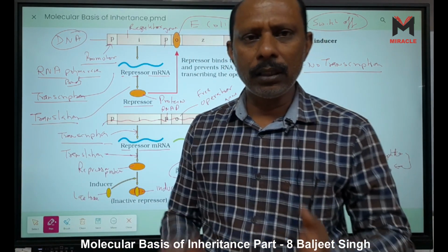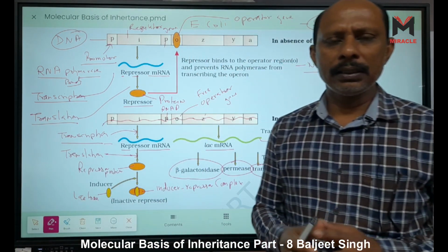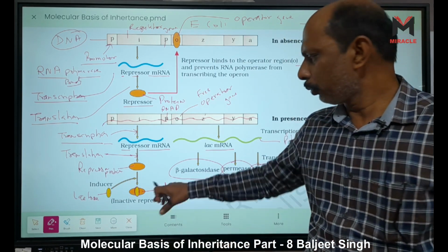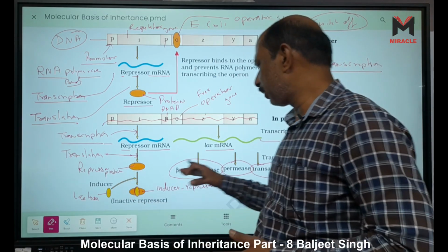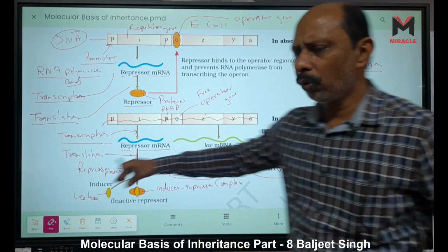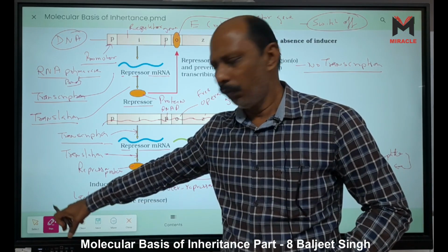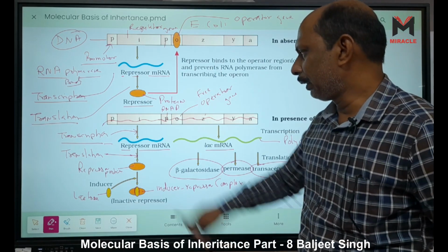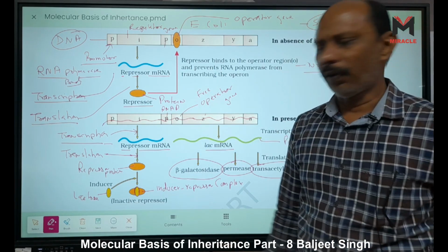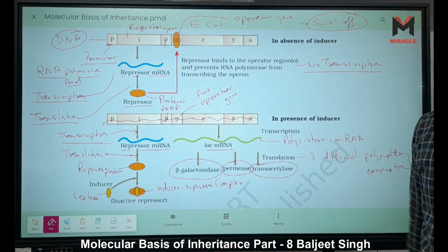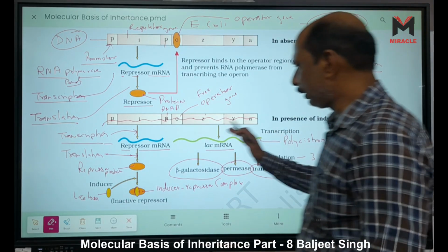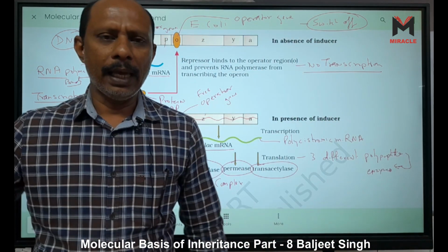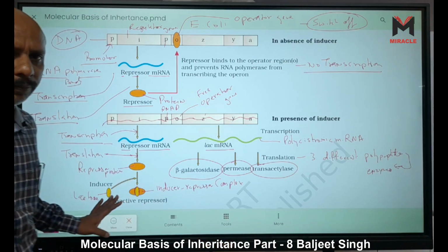When the cell needs the digestion of lactose sugar, when the cell has no glucose, then it has to digest the lactose sugar, and it produces the beta galactosidase enzyme. For the production of this beta galactosidase enzyme, it needs at least one lactose sugar, which acts as an inducer. Then it starts the formation of enzymes. This means the lac operon model is activated as long as lactose sugar is present inside the cell.